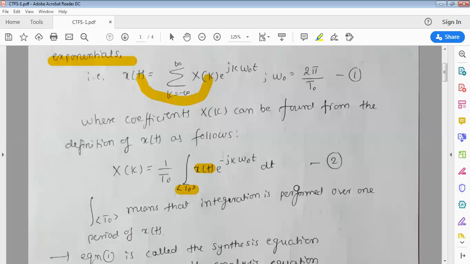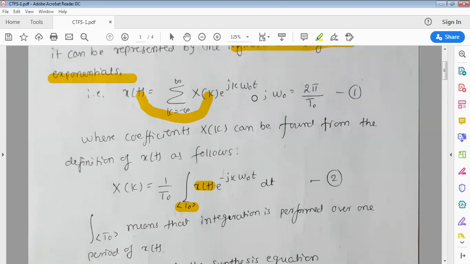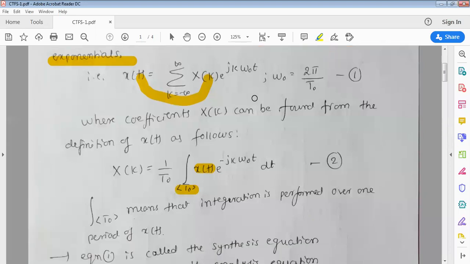What is our aim? Given a signal x of t, my aim is to obtain the Fourier series coefficients. Once I obtain them, I can represent x of t as a sum of exponentials. An exponential e power jx is nothing but cos plus j sine. So it is as good as saying I'm representing the signal in terms of sine and cosine signals.